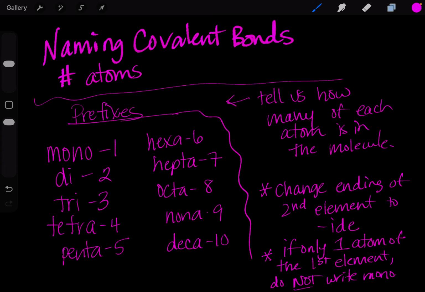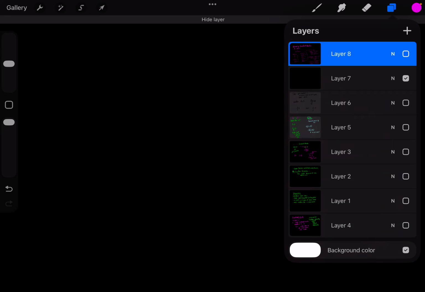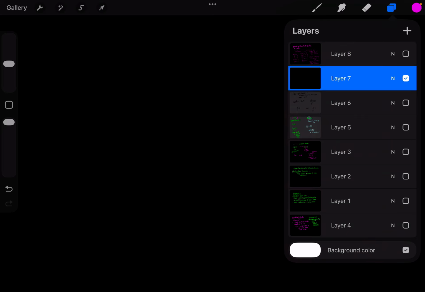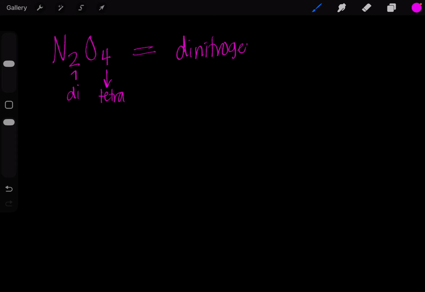Okay, so let's do an example. If I had N2O4, what does that write out to? What's its molecular name here? So 2 means di, 4 is tetra, so this is dinitrogen tetra oxide.